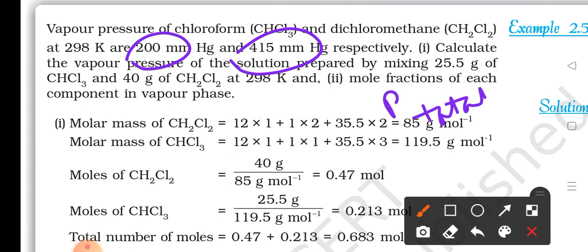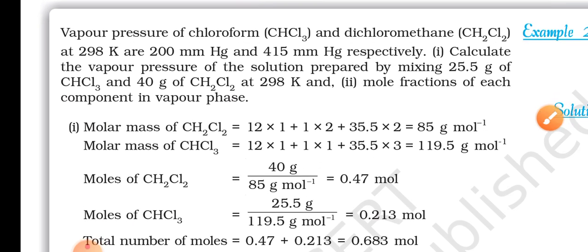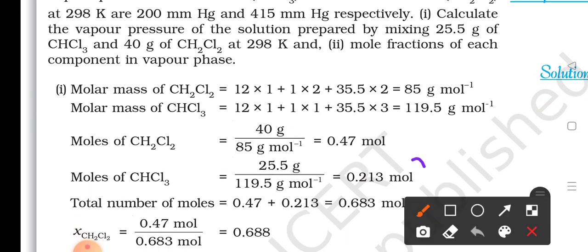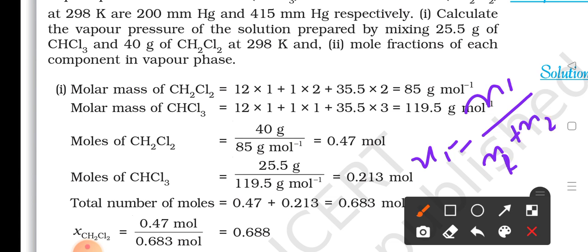Total vapor pressure of the solution, and they say that they are going to mix 25.5 gram of chloroform and 40 gram of CH2Cl2. If we have to calculate P total, since we have the values of P1 naught and P2 naught, we need the values of x1 and x2. To calculate x1 or x2, we know the formula: x1 equals n1, the number of moles of 1, divided by the total number of moles. We know these things from our last videos.